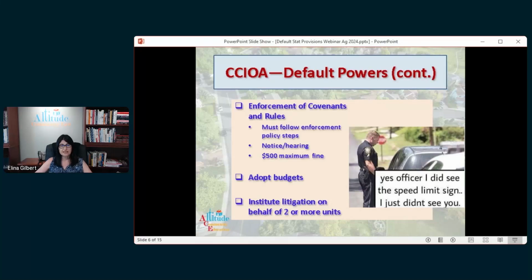And this kind of goes hand in hand with the CCIOA budget process, which now applies to all communities, regardless of when they were created. I'm going to just briefly talk about this because it is still somewhat of a default provision, but it's really more of a requirement. What the budget process says is the board adopts a budget. After the board adopts the budget, it sends a summary or a copy of the budget to the owners, and it calls a meeting, a budget ratification meeting.